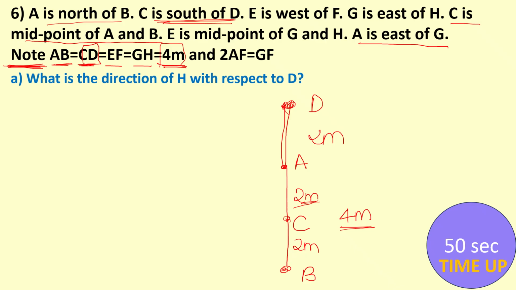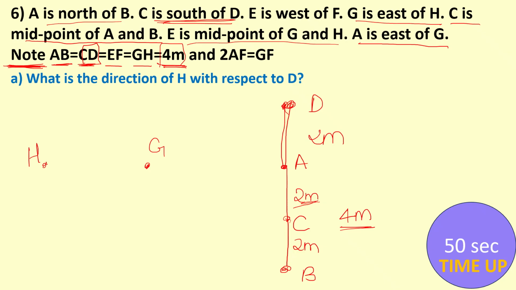A is to the west of G. So if I draw G here somewhere, E is the midpoint of G and H, they have given. Now H we need to find first. G is east of H, so H will come here somewhere.